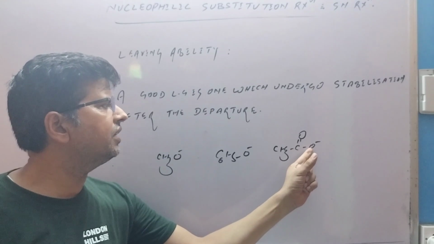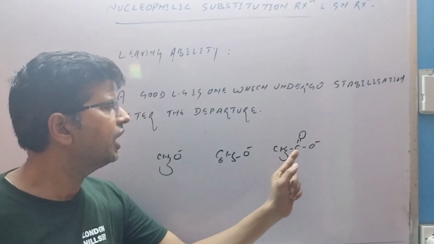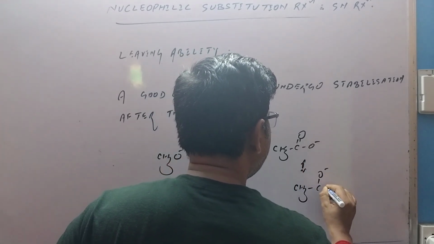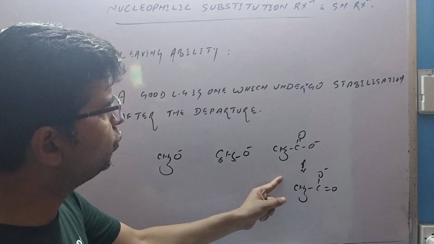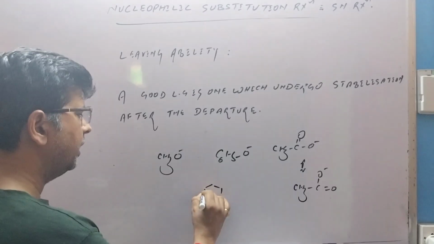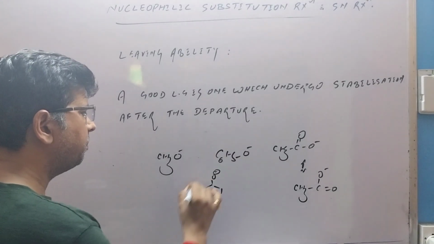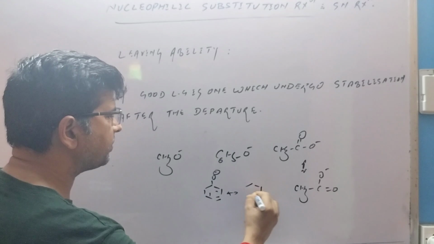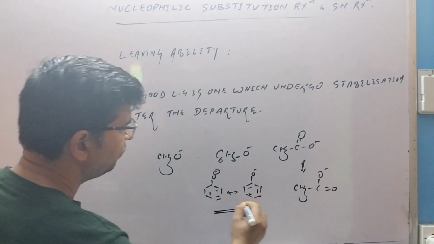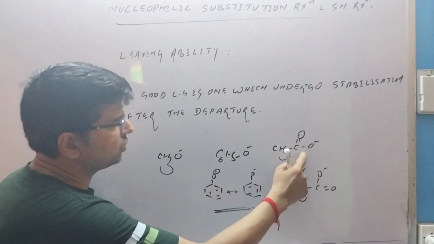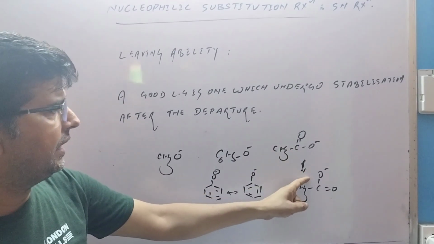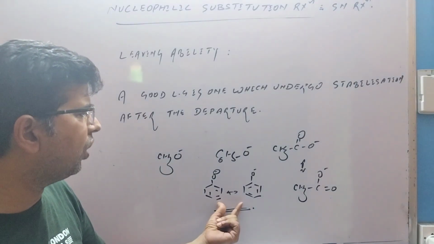Acetate anion is stabilized to a much greater extent by resonance here, CH3CO negative double bond O. This gives two equivalent stable resonating structures. In the case of phenoxide, there may be 5 resonating structures, but these are nonequivalent, with only 2 equivalent structures. On the basis of resonance, equivalent resonating structures stabilize the acetate ion to a greater extent as compared to the phenoxide ion.